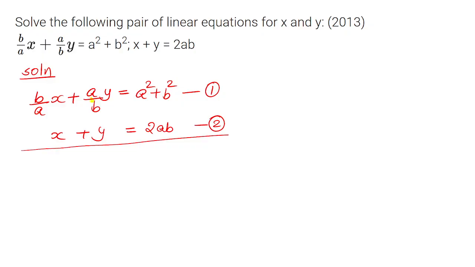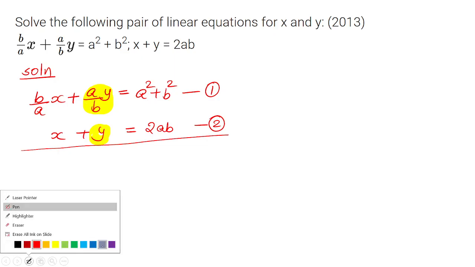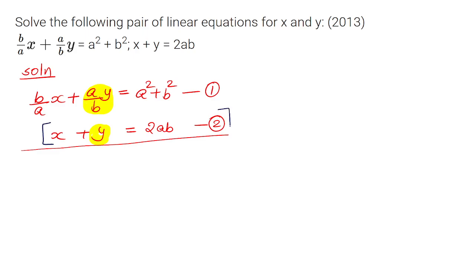Look here. This is a by b into y, but this is only y. Are they identical? No, they are not identical. I can make them identical by multiplying the second equation by a by b. Multiply the second equation by a by b. a by b into y, a by b into y. I can make them identical.